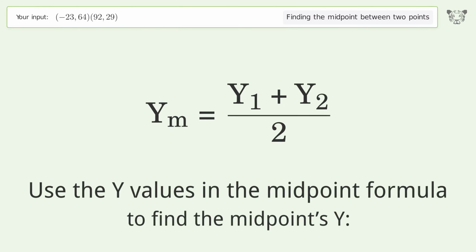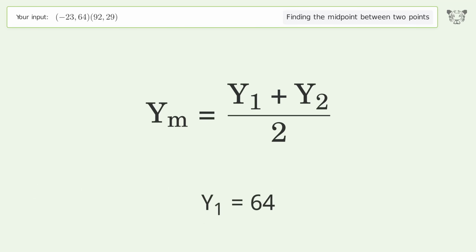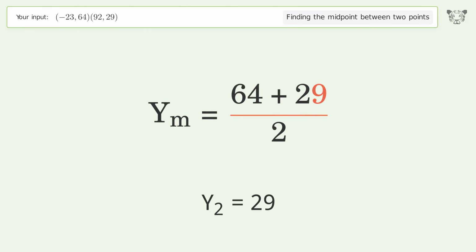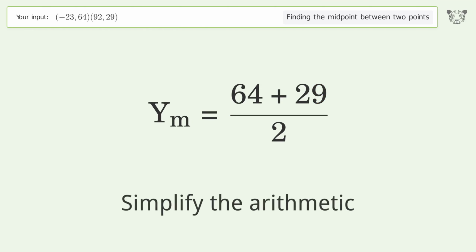Use the y values in the midpoint formula to find the midpoints y. y1 equals 64. y2 equals 29. Simplify the arithmetic.